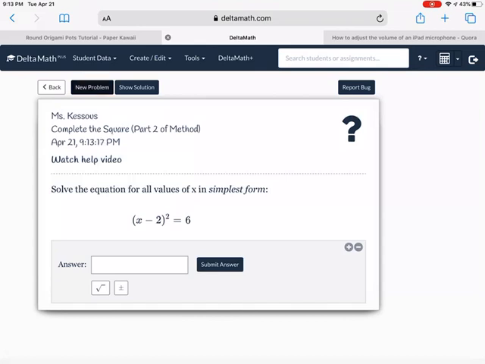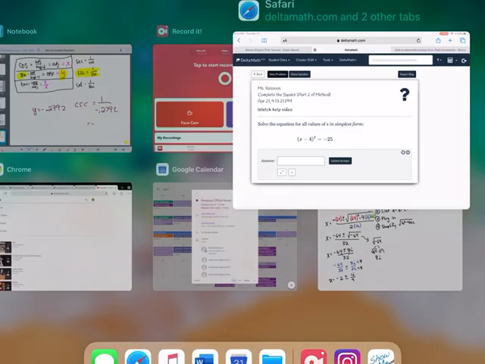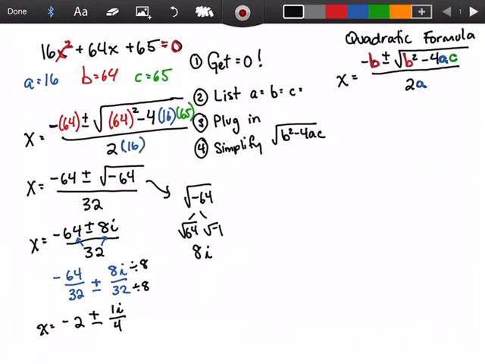So here, okay, I'm just going to get us a problem. Let's see if there's any that have. Here we go. Just in case you encounter one like this that's a little bit more difficult, I want to show you how to do it. So here it says solve the equation for all values of x in simplest form. We're going to use the completing the square method, but it's halfway done for us, so we only have to do the last part. Make sure that you took notes on this first part. Feel free to pause the video and write this all down.